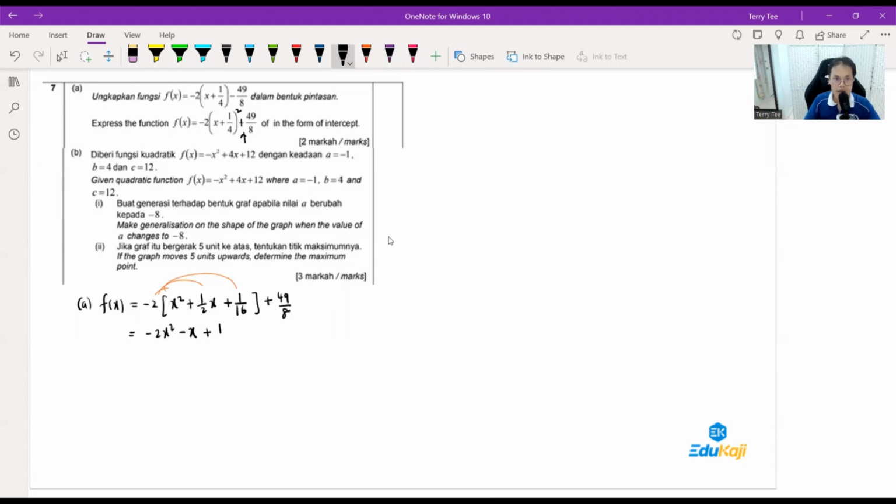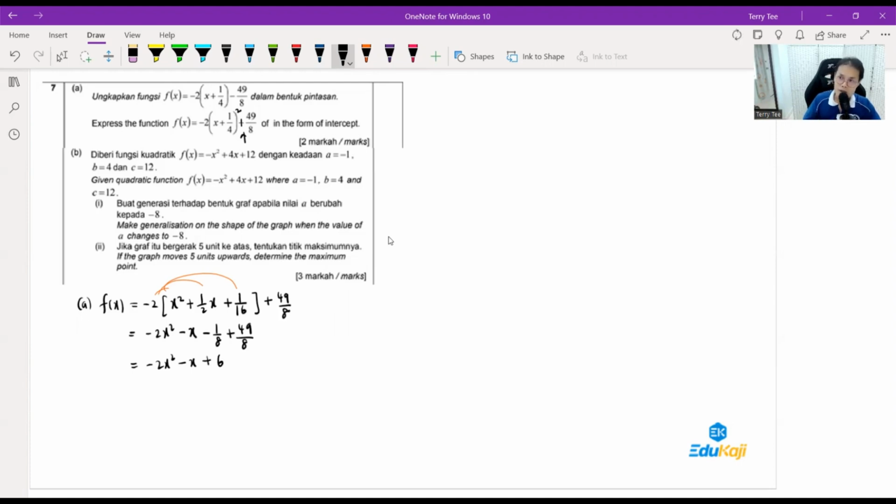Okay, it's still a minus 1 over 8. Yeah, minus 1 over 8 plus 49 over 8. So this will give us negative 2x squared minus x plus 49 minus 1 is 48. 48 over 8 is 6.